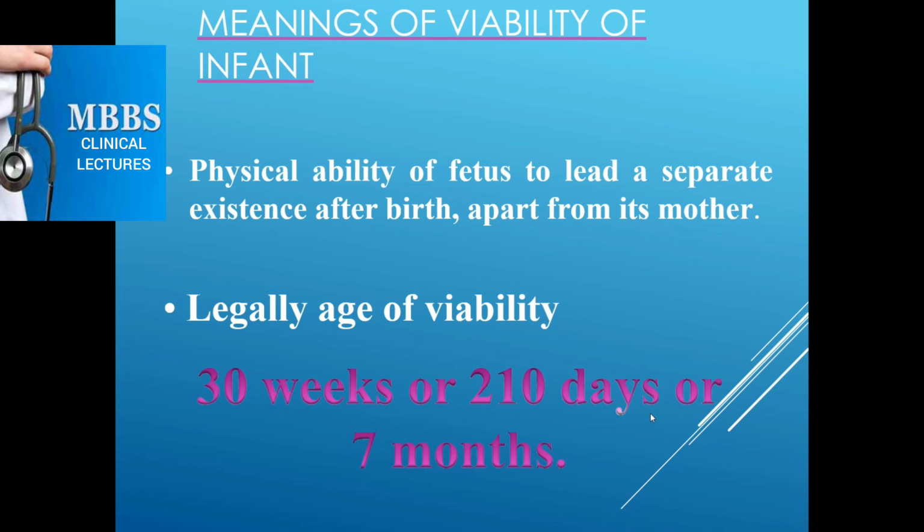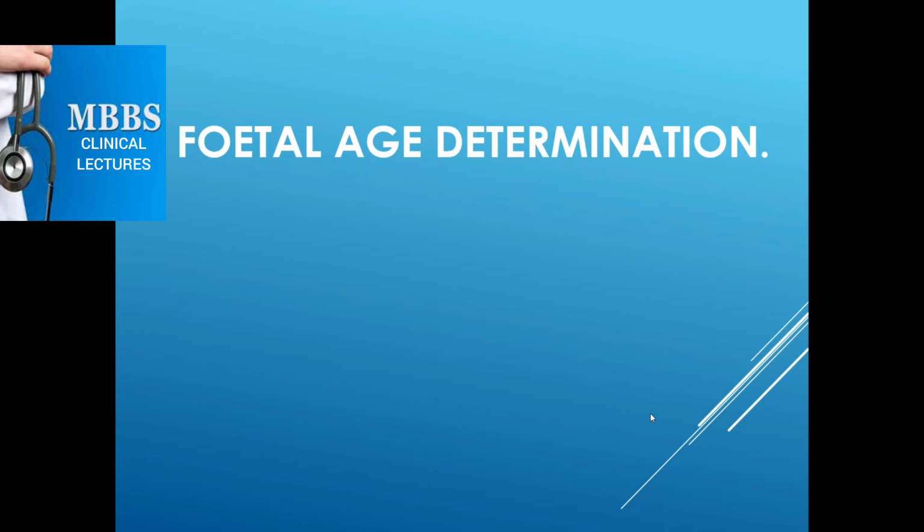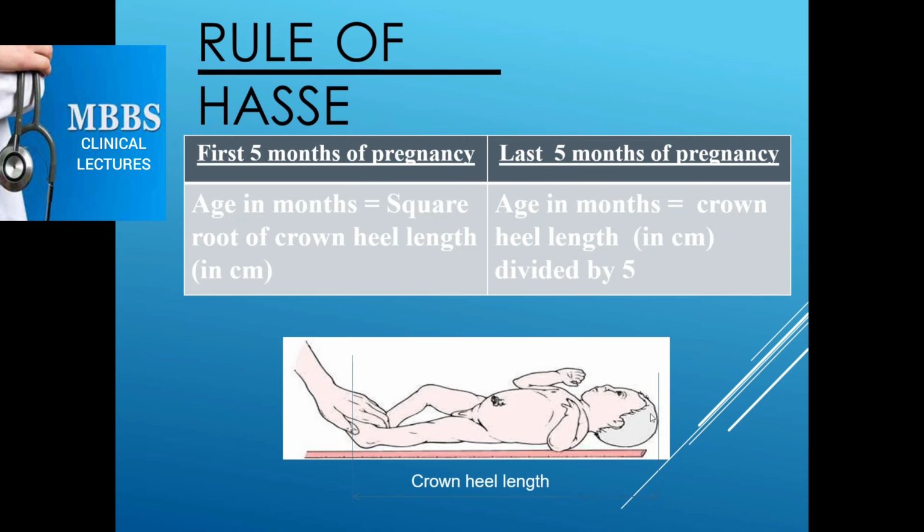Viability of an infant means the physical ability of a fetus to lead a separate existence after birth, apart from its mother. Legally, the age of viability is 30 weeks, 210 days, or 7 months. Fetal age determination: how do we determine the age? Whether the fetus was at the age of viability or not matters for the punishment. If it crosses the age of viability, then it is infanticide. If it is not, then the crime is not that serious and the punishment is less serious.